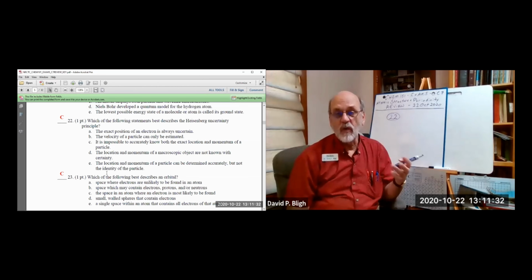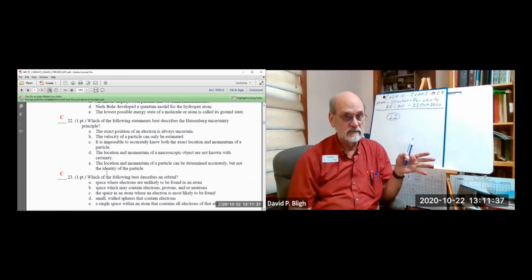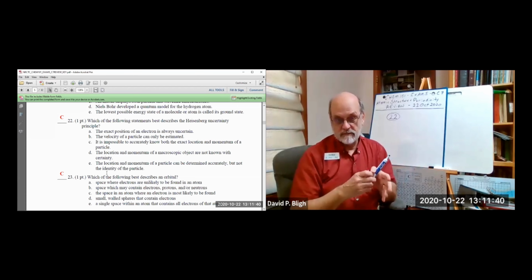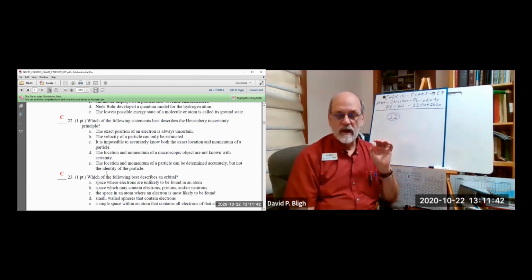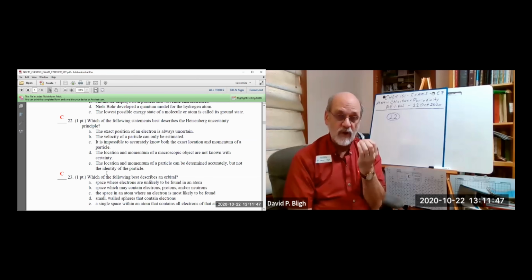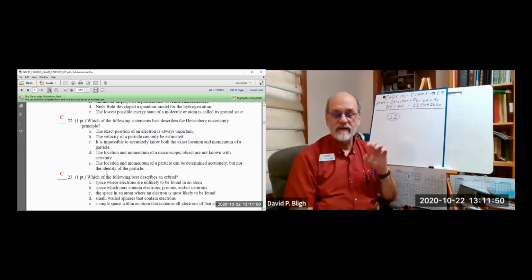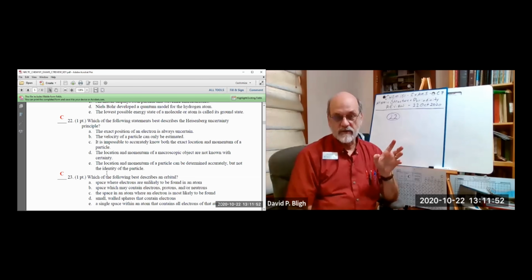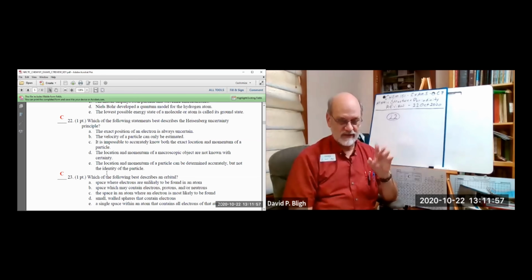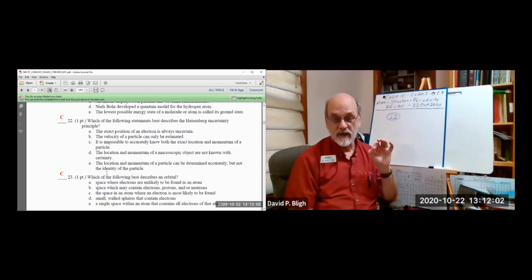Exact position of an electron is always uncertain. No, not necessarily. There's a trade-off, right? There's a trade-off with the position of subatomic particles, very small particles, and their momentum. So how fast are they going? Where are they? You can't know both precisely. So you can know one, but you can't know the other. So if we know where the electron is, we don't know how fast it's going or what its momentum is.